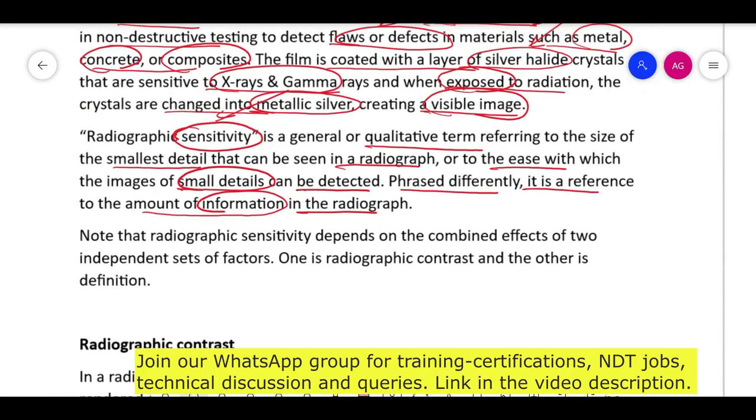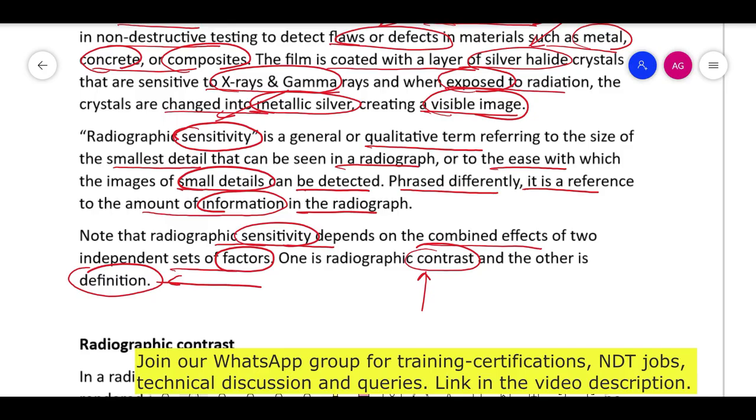Now note that radiographic sensitivity depends on the combined effects of two independent sets of factors. One is radiographic contrast and the other is definition. So your radiographic sensitivity depends on contrast and definition.